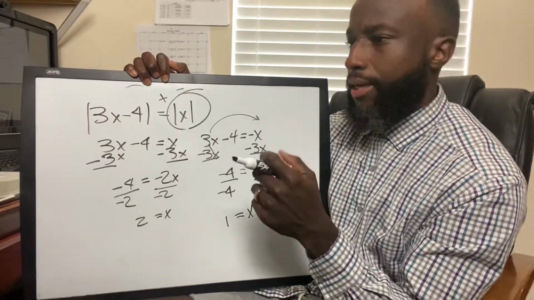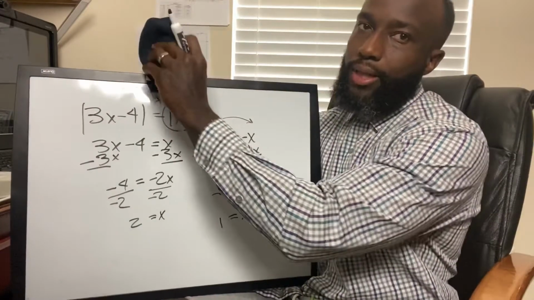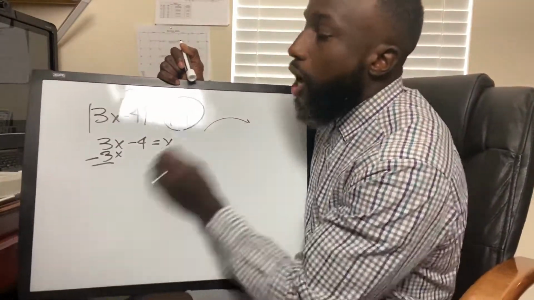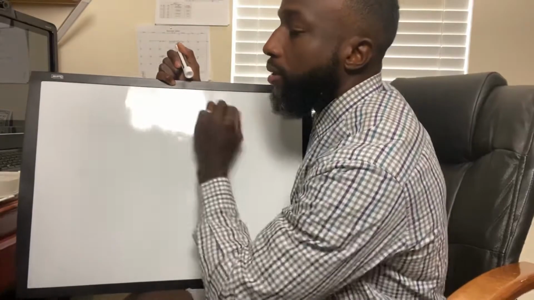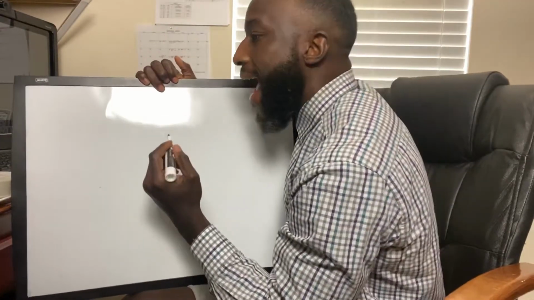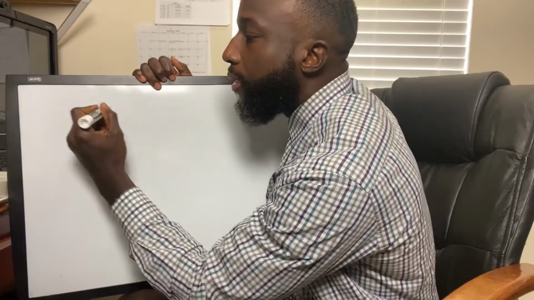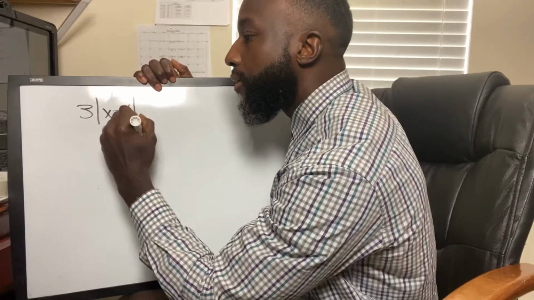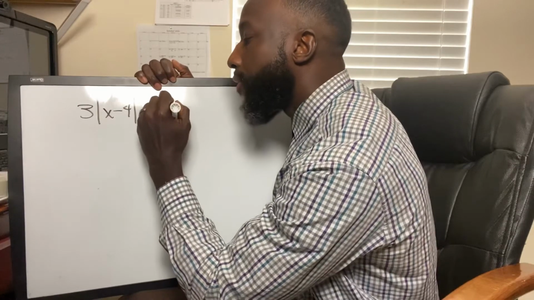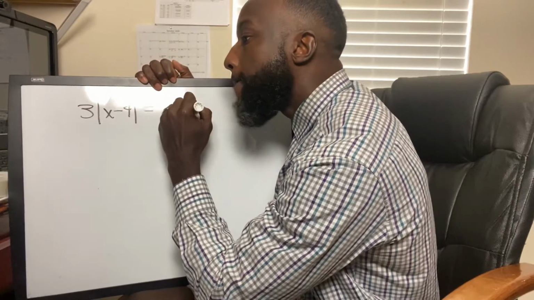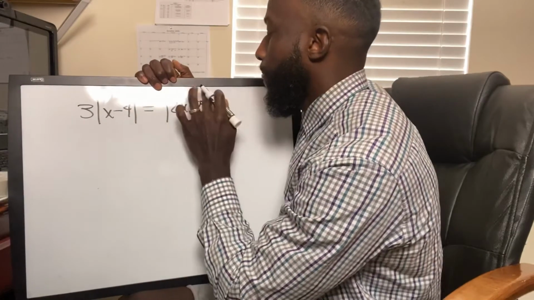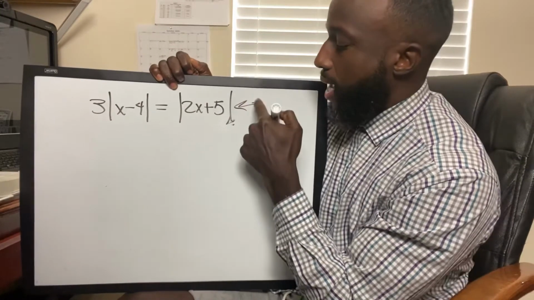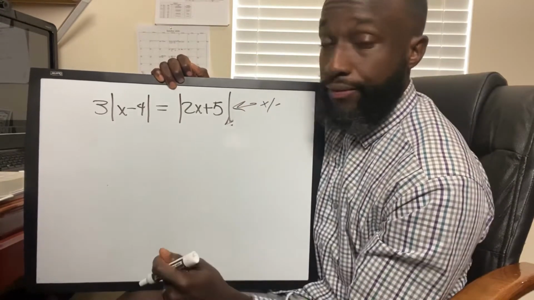You ready for a complicated one? All right, let's make it more complicated, and then I'm gonna leave you be, right? Last call, the last one. What if you got something like, let's do this one. 3 times the absolute value of x minus 4 equals the absolute value of 2x plus 5, okay? Again, this side, this absolute value becomes positive and negative, okay?